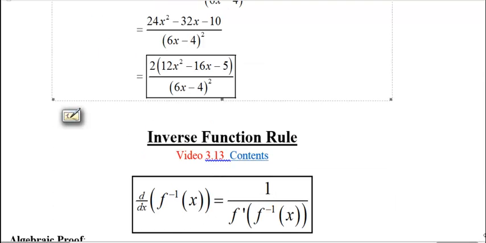Next video, we'll be talking about the inverse function rule and use that to help us find a derivative of a logarithm.